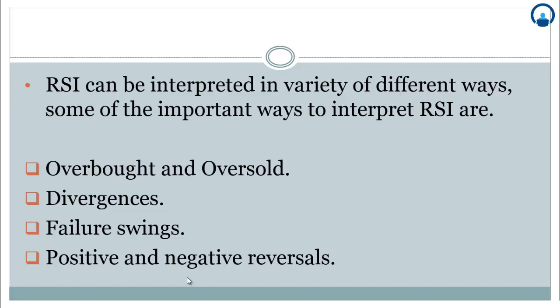1. To find securities in the overbought and oversold regions. 2. To find divergence in price tops or bottoms. 3. RSI can be traded for failure swings. And 4. Positive and negative reversal setups. Let's go ahead and learn about each one of them.